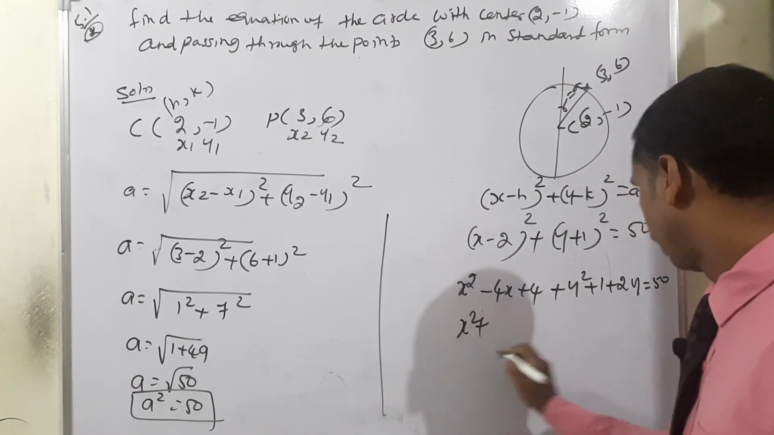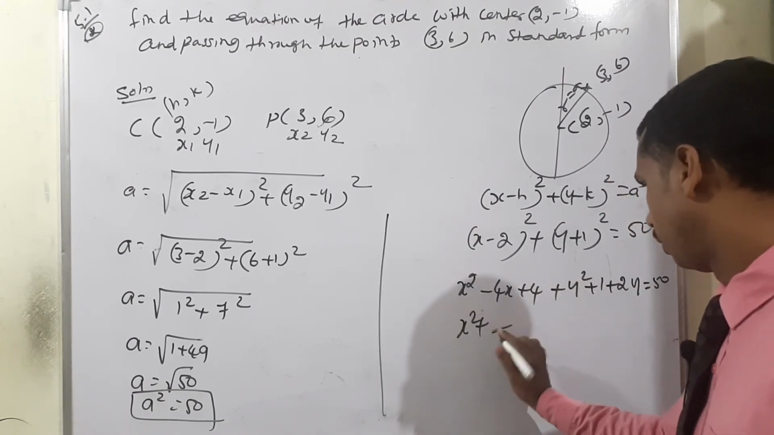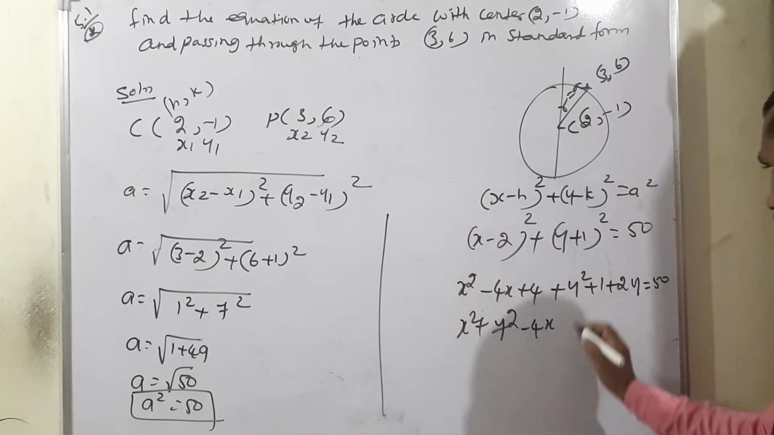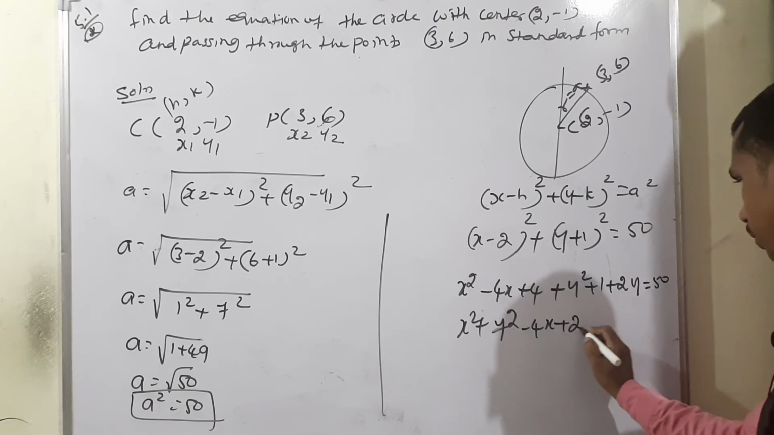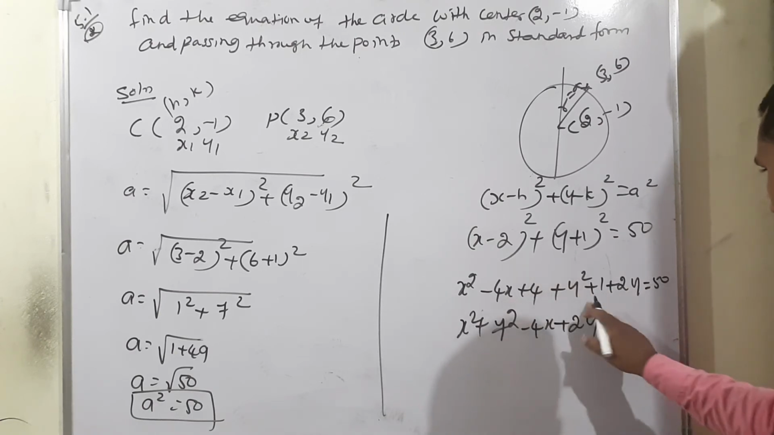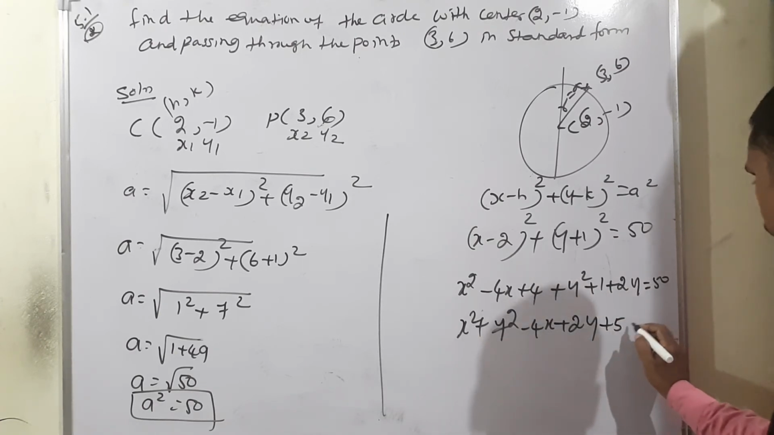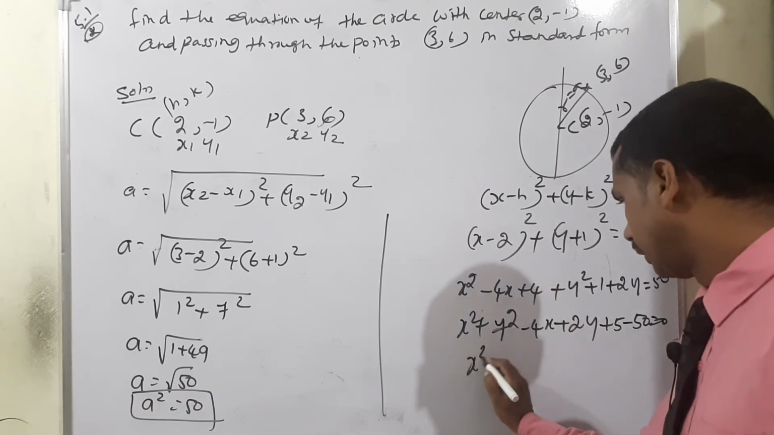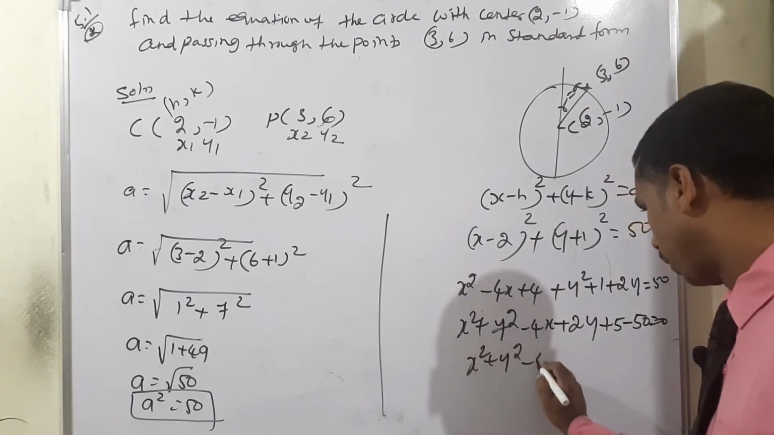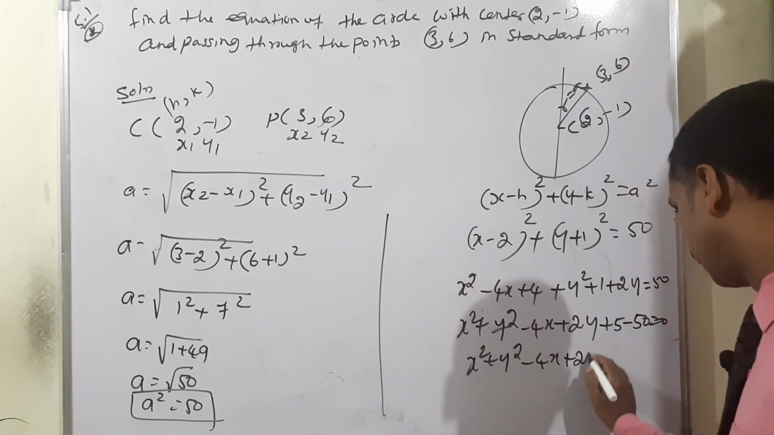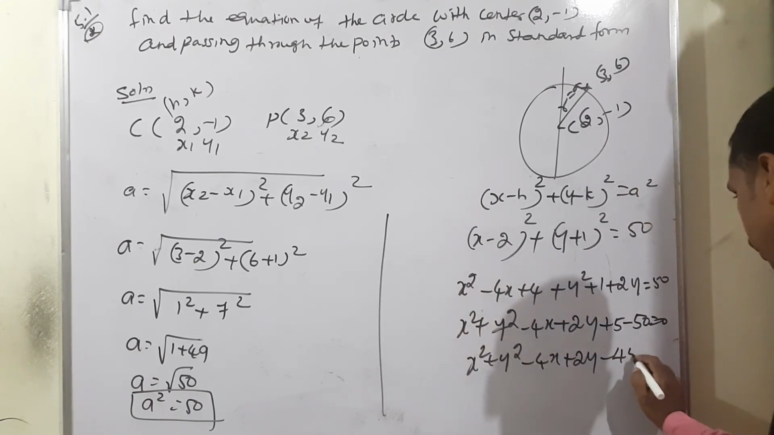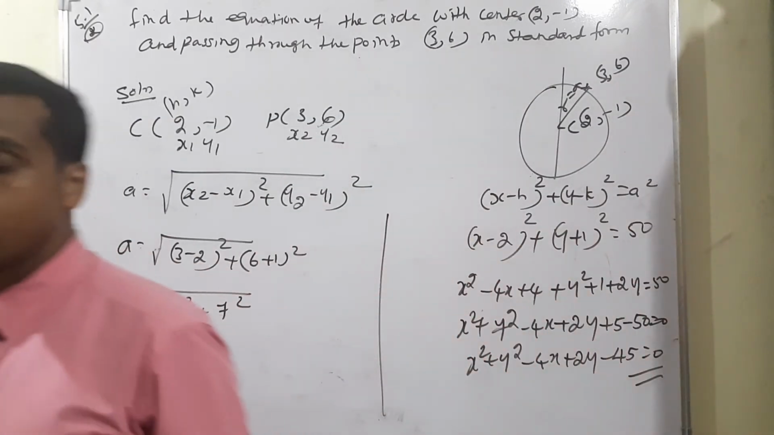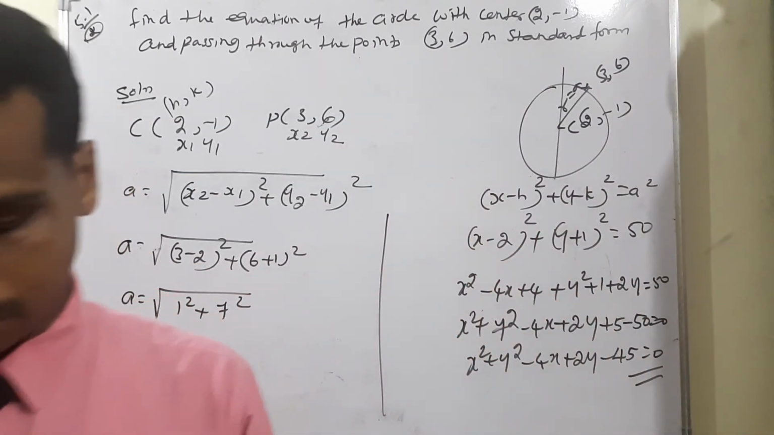Now x square plus y square, then the coefficient of x is negative 4x, the coefficient of y is positive 2y, plus 4 plus 1. So plus 5, plus 50 brought to the opposite side means minus 50. Therefore the final answer is x square plus y square minus 4x plus 2y minus 45 is equal to 0. This is the answer for question number 2. I will continue the next question.